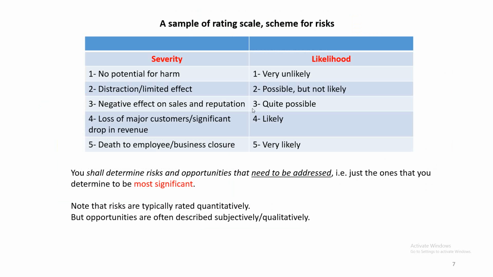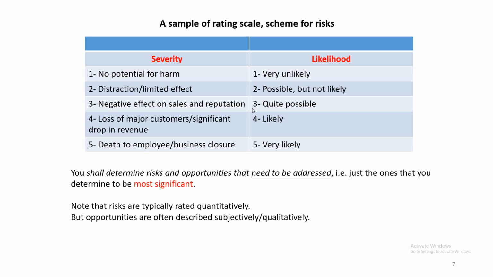All right, for us, we are more keen on this rating scale or scheme for risk. We compare severity and likelihood. We can start from number 1, which is no potential for harm, to number 5, which can cause death to the employee, or business closure. Wow, employee for us, business closure for the owners. And then we compare with the likelihood, 1 for very unlikely to 5 very likely.